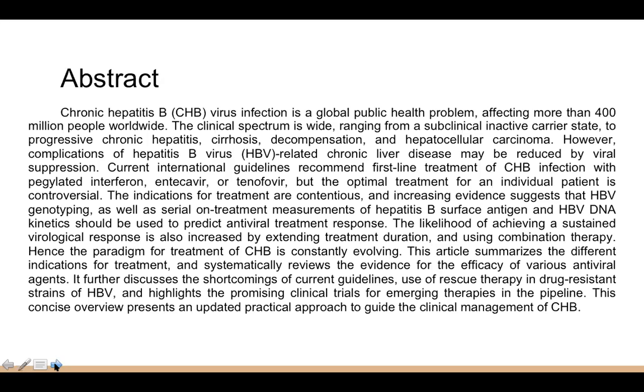This article summarizes the different indications for treatment and systematically reviews the evidence for the efficacy of various antiviral agents. It further discusses the shortcomings of current guidelines, use of rescue therapy in drug-resistant strains of HBV, and highlights the promising clinical trials for emerging therapies in the pipeline. This concise overview presents an updated practical approach to guide the clinical management of CHB.